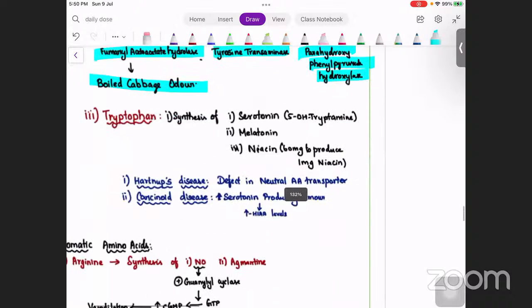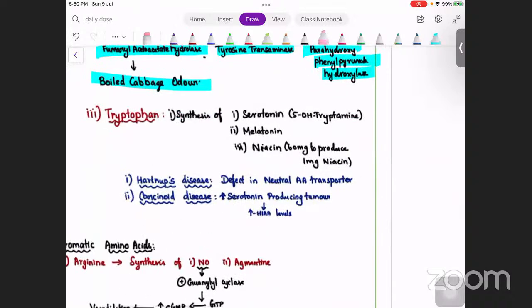The last one is tryptophan. It is used for synthesis of three things: serotonin, melatonin, and niacin. The chemical name of serotonin is 5-hydroxytryptamine. Remember, most people confuse it with 5-hydroxytryptophan. No, it is not 5-hydroxytryptophan. It is 5-hydroxytryptamine. Don't confuse. Then you have niacin, and its deficiency could result in Hartnup disease and carcinoid syndrome.